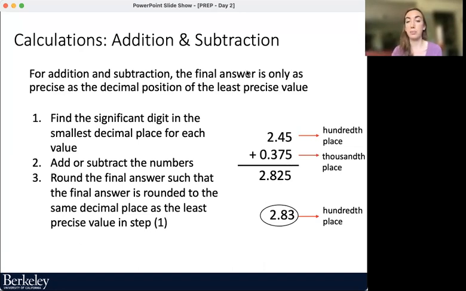So 2.45 plus 0.375 is 2.825. That has not changed. Maybe I should have written it a little differently, but 2.45 plus 0.375 is 2.825. That's just addition. The only thing that I'm trying to change is how we then round our answer. Does that make sense?